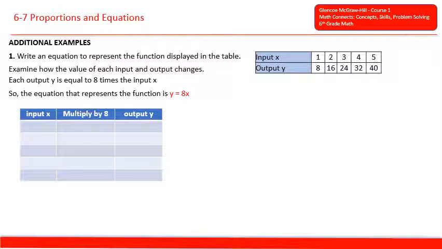We can show this with our function table. So if I have x equals 1, times 8, y equals 8. X equals 2, times 8, y equals 16. X equals 3, times 8, output y equals 24. X equals 4, times 8, y equals 32. X equals 5, times 8, y equals 40.